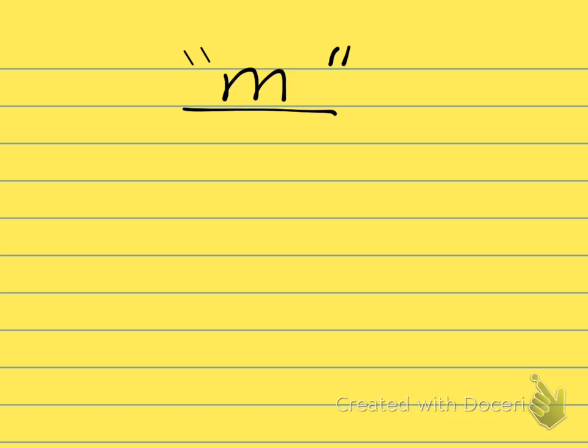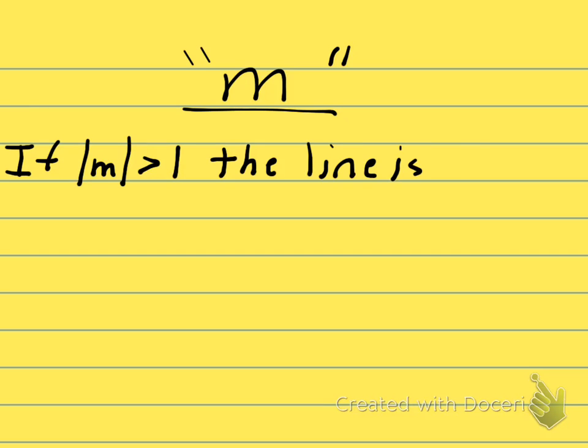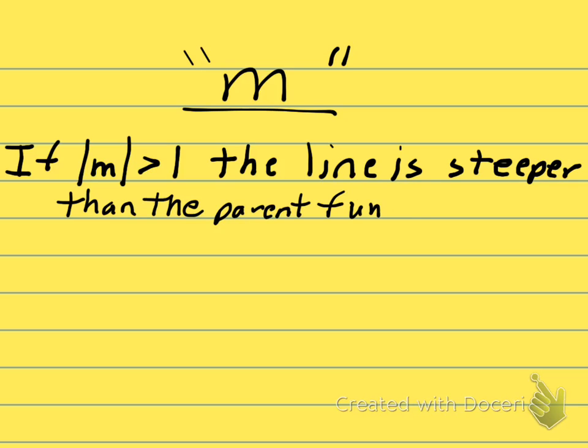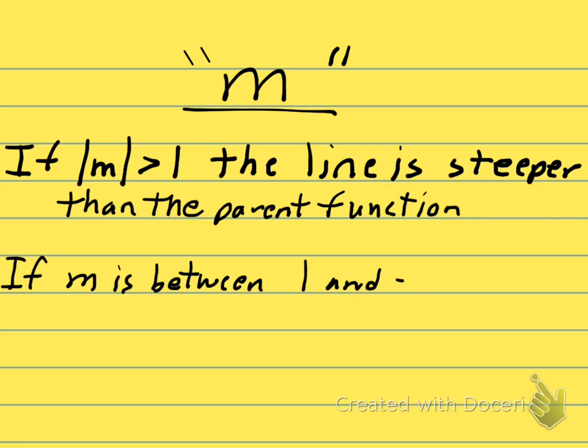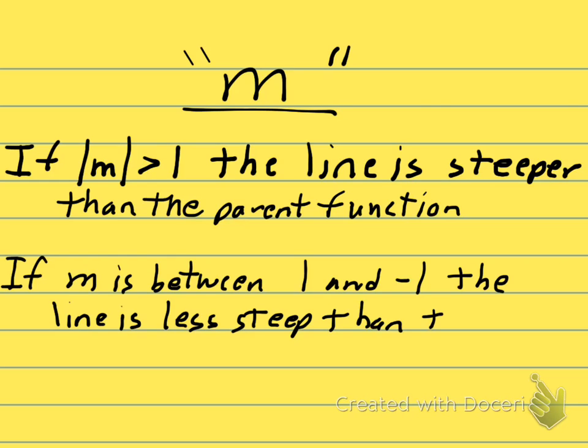Now let's focus on m a little bit. There's a lot going on with m, or what we call the slope. The first thing is, if the absolute value of m is greater than 1, then the line is steeper than the parent function. Steeper refers to it changing at a faster rate. It has a faster rate of change, or a greater rate of change. Similarly, if m is between 1 and negative 1, then the line is less steep than the parent function, meaning it's going to be more level or flat.